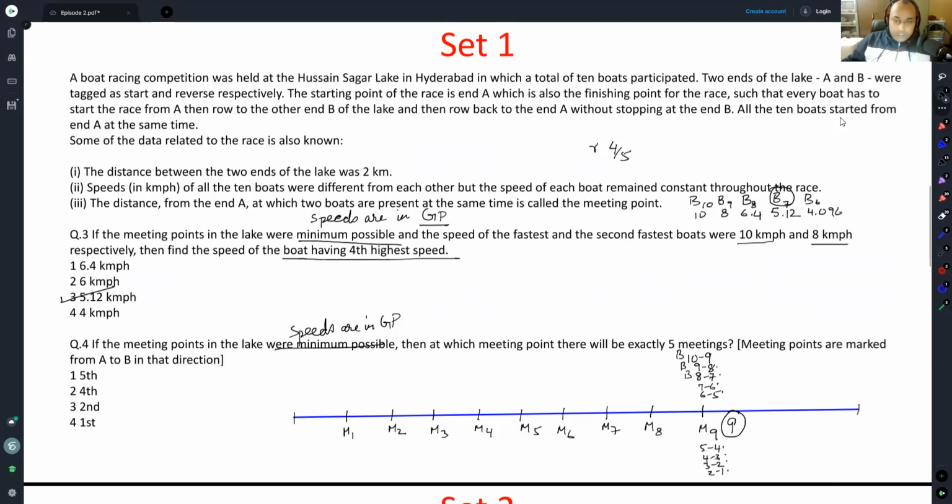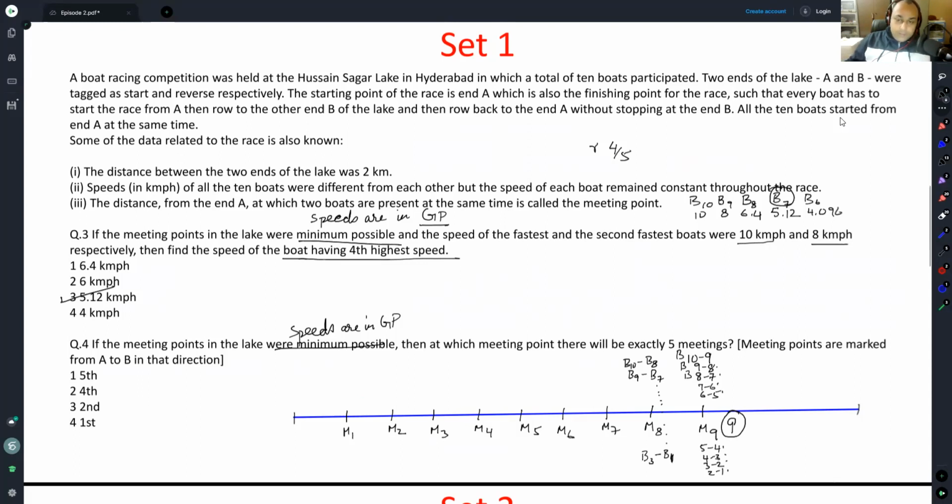When we get to meeting point 8, boat 10, boat 8, boat 9, boat 7. And if we keep on going, the last pair that meets here will be boat 1 and boat 3.